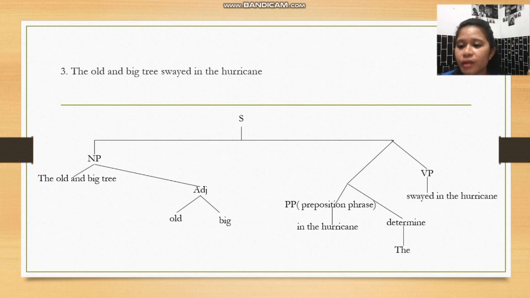Number three. The old and big tree swayed in the hurricane. Subject, noun phrase: the old and big tree. Adjective: old and big. Verb phrase: swayed in the hurricane. Preposition phrase: in the hurricane. Determiner: the.